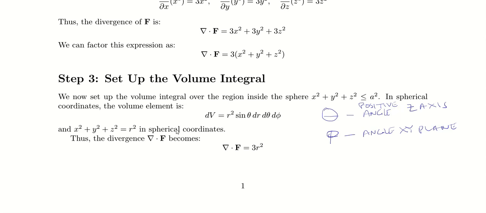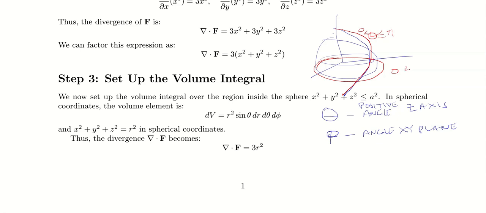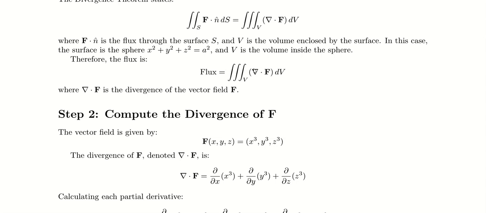So we have a sphere. We know from the positive z-axis it's going to go from 0 to pi. That's theta from 0 to pi. And then phi is this whole thing in the xy plane. That's from 0 to 2 pi. And then r is just the radius, which is given to us as a, because it's x² + y² + z² = a².